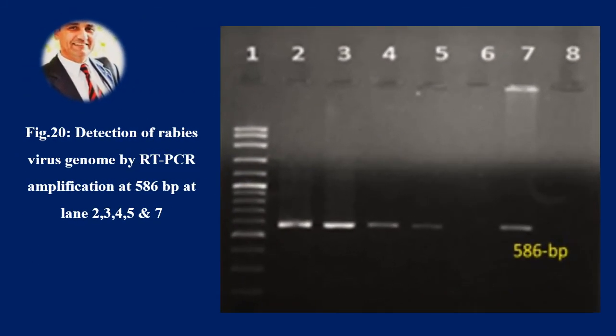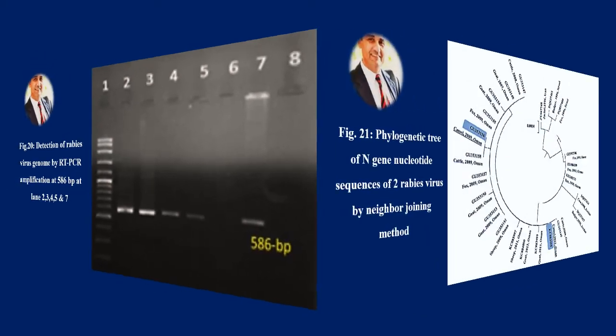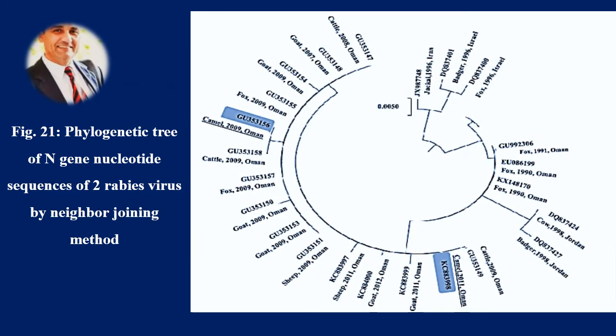This figure of an agarose gel shows the detection of the rabies virus genome by RT-PCR amplification, noted at 586 base pair at lanes 2, 3, 4, 5, and 7. This is a phylogenetic tree of N-gene nucleotide sequences of rabies viruses by the neighbor-joining method.